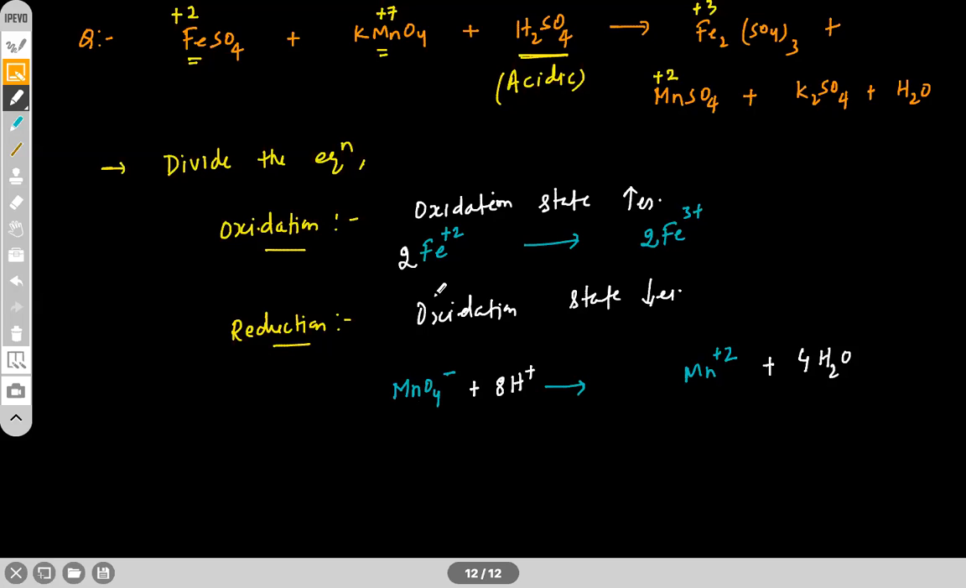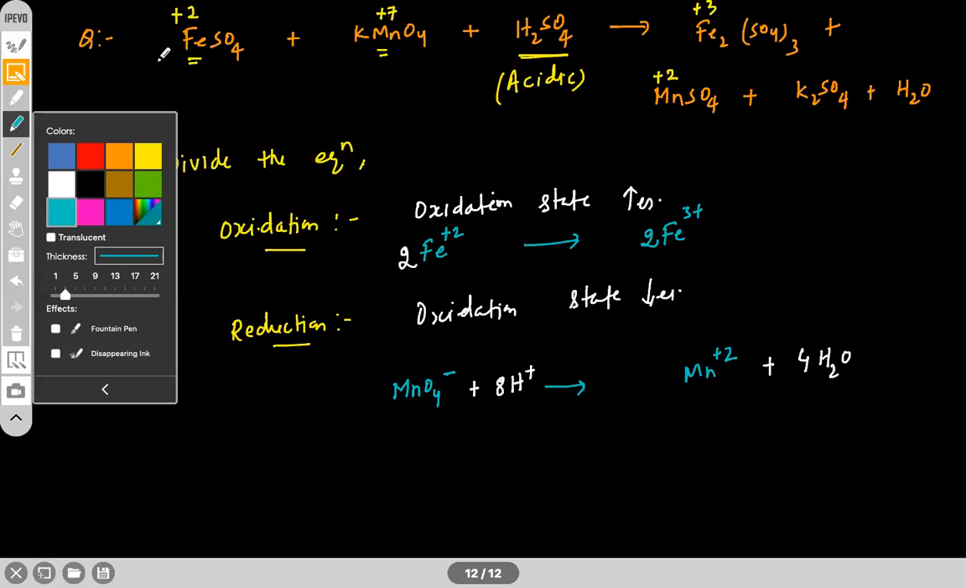Now, till here, all the atoms are balanced. Right? Iron is balanced, manganese, oxygen, hydrogen, everything is balanced. But charge is not balanced here. Right? What is the total charge this side, guys? First equation you see, what is the total charge this side?